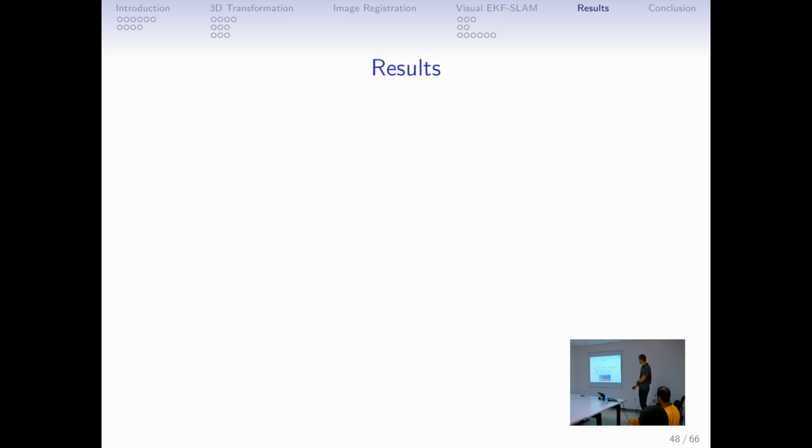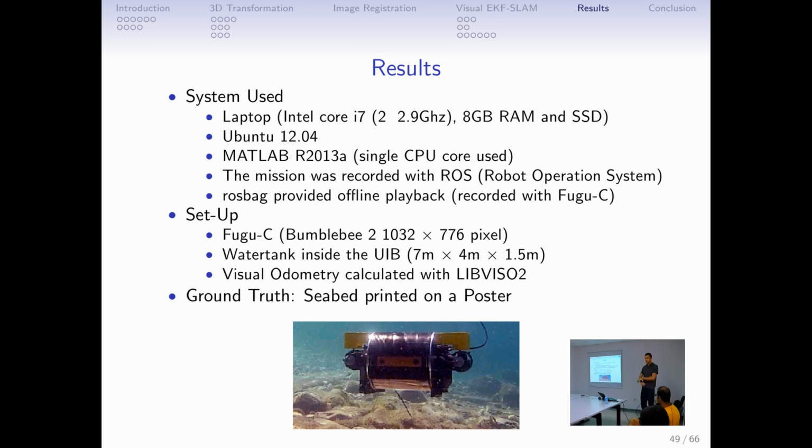The results. I was using this laptop with Ubuntu 12 and running MATLAB 2013, and the implementation was using only a single core. The mission was recorded with ROS, with this AUV, and the advantage of ROS is that we have this rosbag function, which is providing us an offline playback. So we recorded the mission once, and we could play back this mission as often as we wanted in our laboratory on our laptops, without going to the water tank where the mission was recorded.